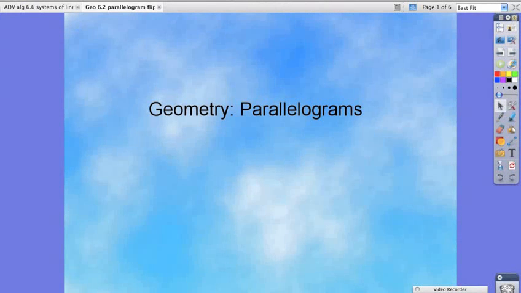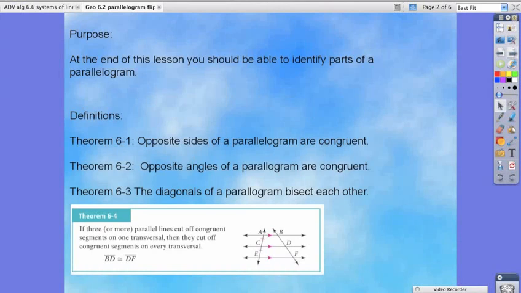Hello students, today in your geometry class we're going to be working on parallelograms. So at the end of this lesson you should be able to identify parts of a parallelogram. So let's go over a few definitions before we begin.